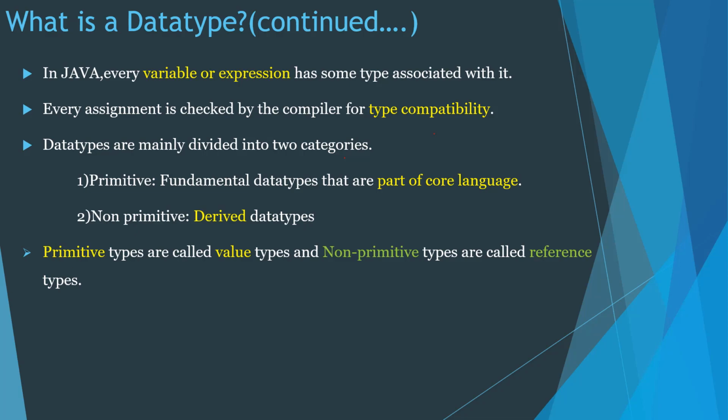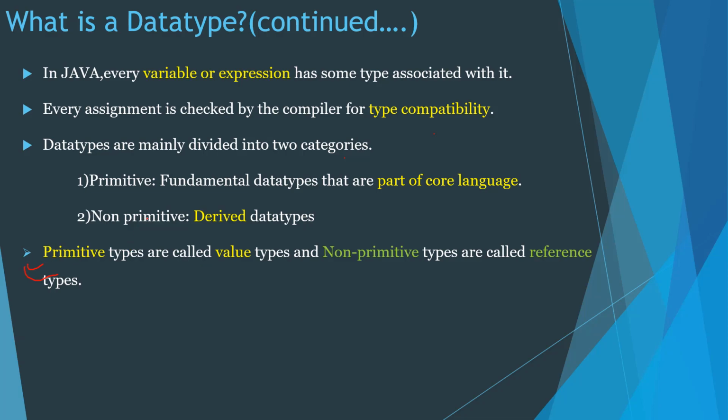One more thing, just remember this. Primitive types are also called value types, and non-primitive types are called reference types. I'll come to this point later in this video, but just try to remember this point for some time. We'll discuss this in detail.